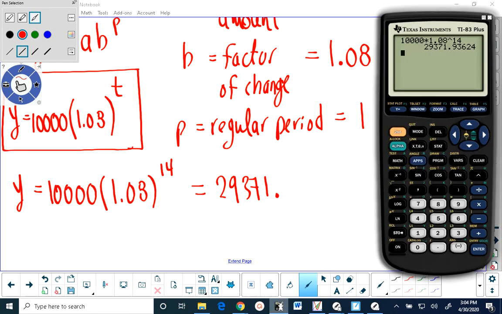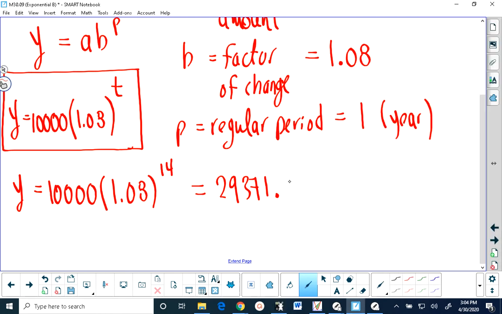Money is always rounded to the nearest hundredth. So it's $29,371.94, which means it went from $10,000 to $29,000, and that means that the difference between those two numbers is the amount of interest earned. By the way, interest rates nowadays are nowhere near 8%. There's no way you're going to find something that's going to guarantee 8% per year on an investment. But this is the balance at the end of the 14 years.